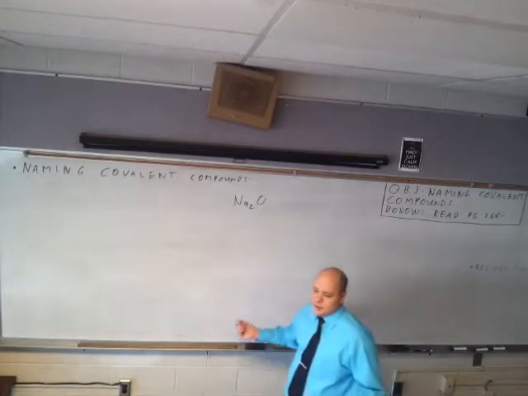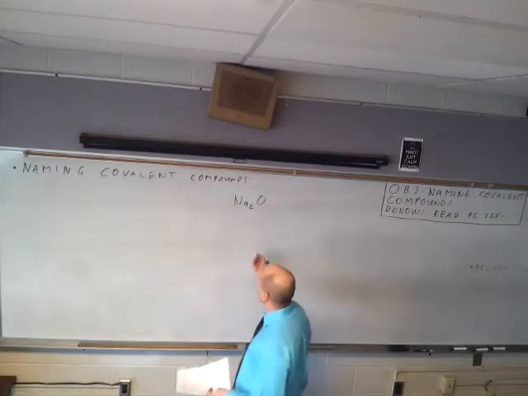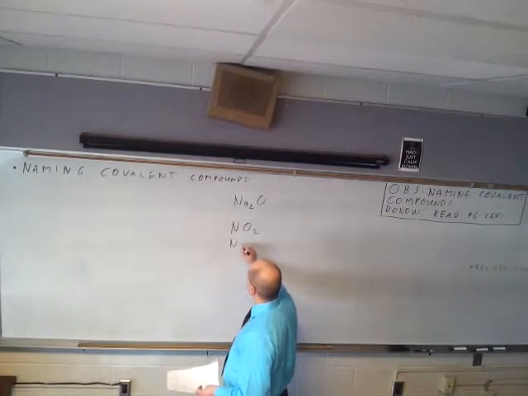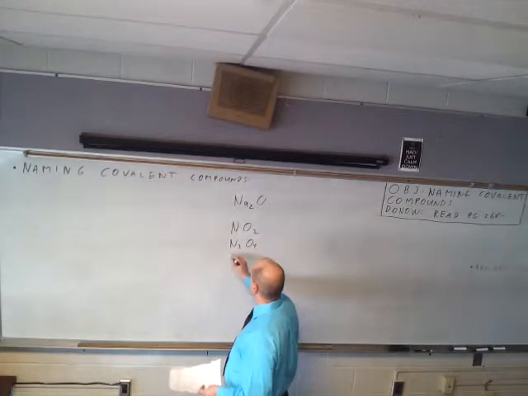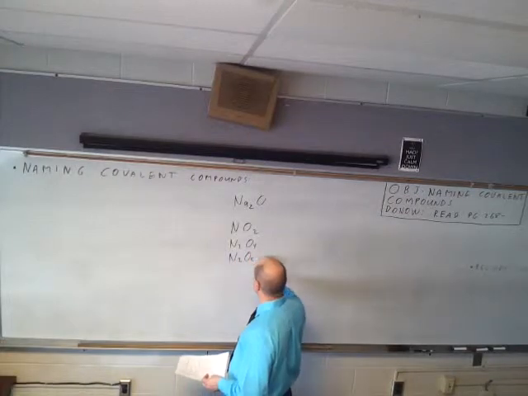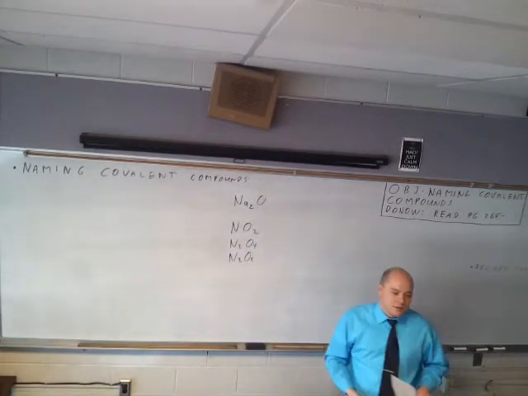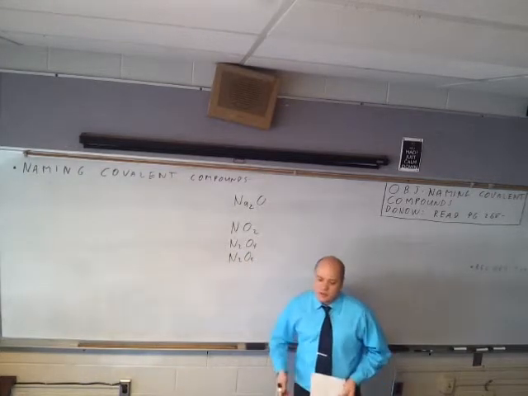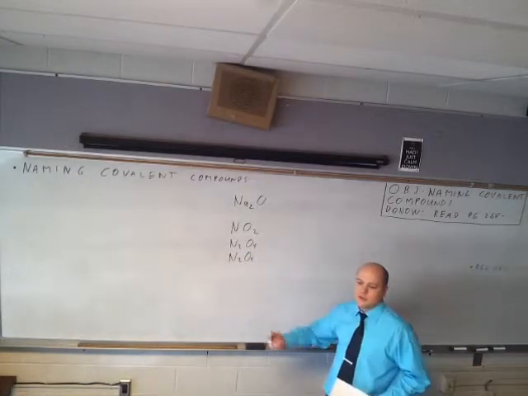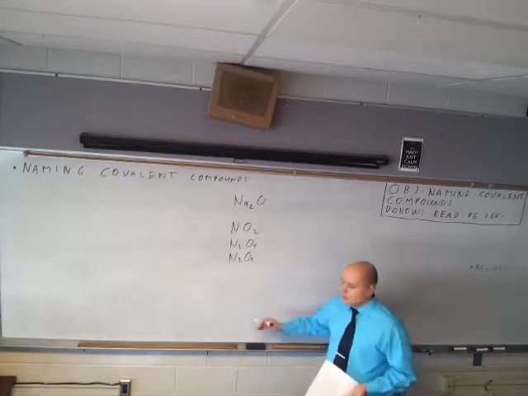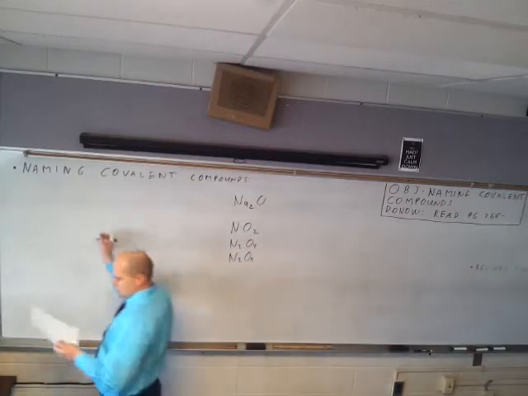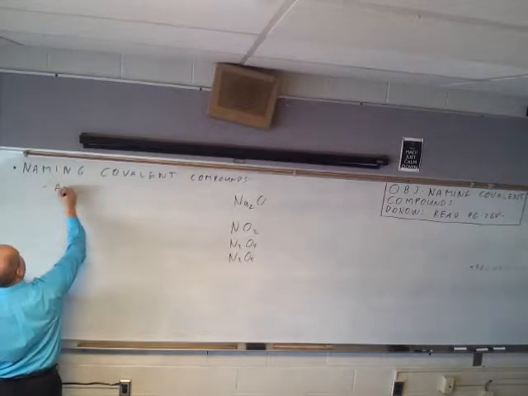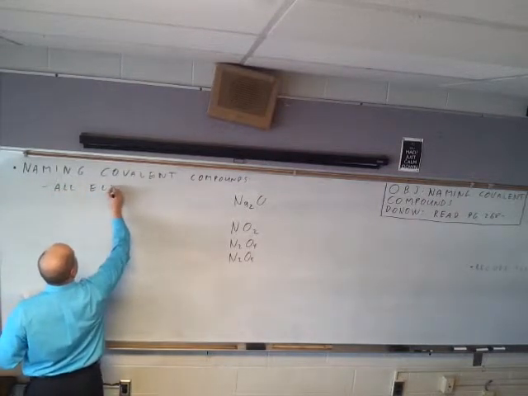For example, if we have a nitrogen and oxygen compound, it could be NO2, could be N2O4, could be N2O5. There's a lot of different ways these things can come together. So since there's more than one possible compound of nitrogen and oxygen, when we name it, we have to indicate what the formula is in the name. And so for that, we're going to use prefixes. So the rules are this. All elements get prefixes.